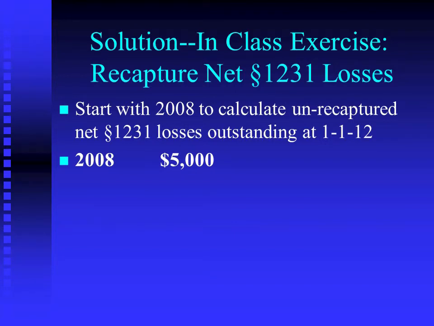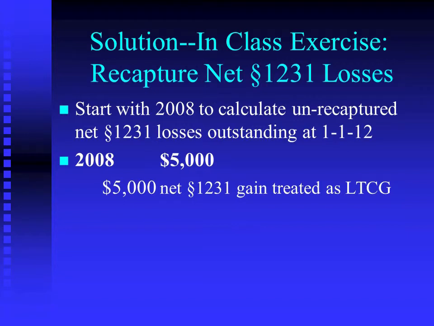We have no 1231 history prior to this. So when we look back, there's nothing back there. And so the entire $5,000 is going to be a long-term capital gain. And that's the money shot, right? That means now we have a potential of getting a preferential tax rate.